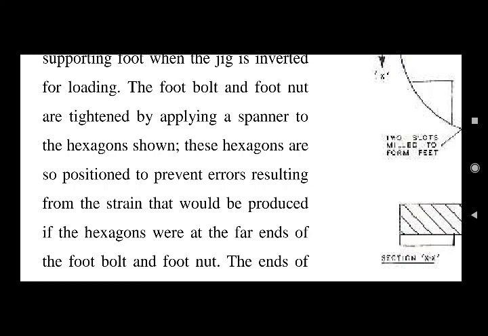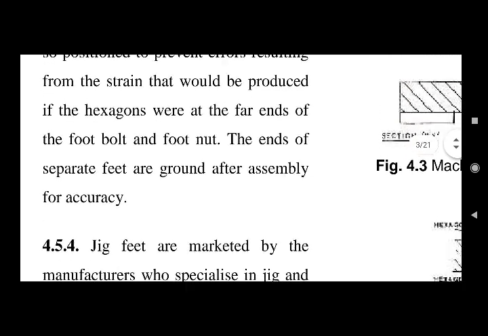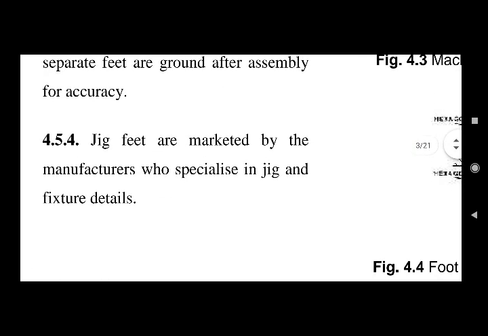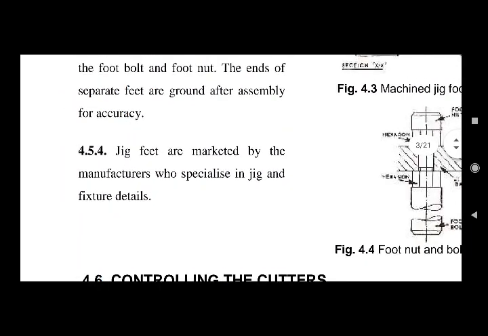The foot bolt and foot nut are tightened by applying a spanner to the hexagon. These hexagons are positioned to prevent errors resulting from the strain that would be produced if the hexagons were at the far ends of the foot bolt and foot nut. The ends of the separate feet are ground after assembly for accuracy. The jig feet are marketed by manufacturers who specialize in jigs and fixtures.